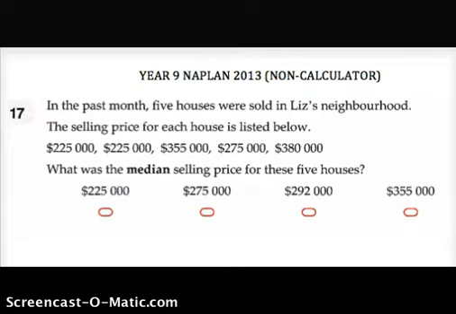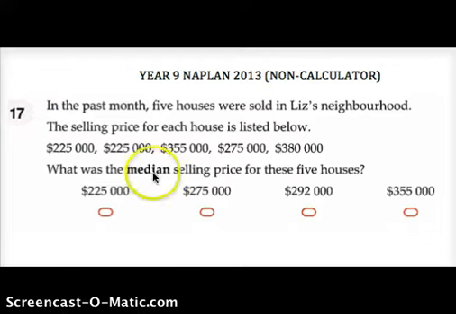Now for question 17 in the 2013 non-calculator paper. In the past month, 5 houses were sold in Liz's neighbourhood. The selling price for each house is listed below: $225,000, $225,000, $355,000, $275,000, and $380,000. And the question is, what was the median selling price for these 5 houses?